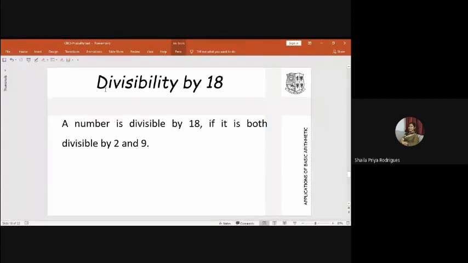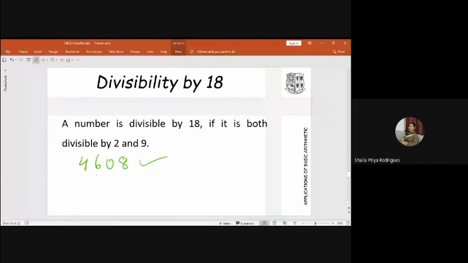Now give me examples of numbers that are divisible by 18, preferably a 4-digit or a 5-digit number. It should be an even number because it must be divisible by 2, and then you have to check if the sum is divisible by 9. 4608. Even numbers are divisible by 2. The sum is 10, 18. 18 is 2 times 9. So yes, this number is divisible by 18.